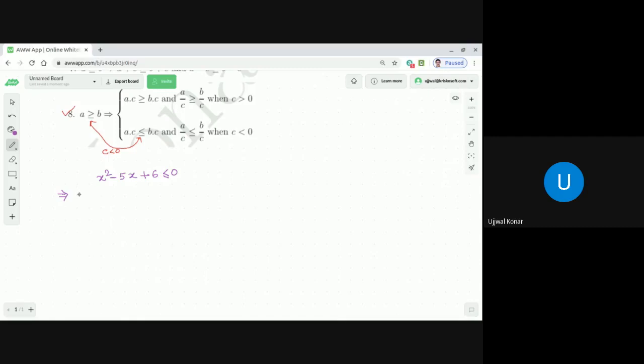difficulty in understanding. So x square minus 5x plus 6, if you do middle term factorization, what are we going to get? x square minus 3x minus 2x plus 6 less than equal to 0. That implies x into x minus 3 minus 2 into x minus 3 is less than equal to 0. This implies x minus 3 into x minus 2 is less than equal to 0.